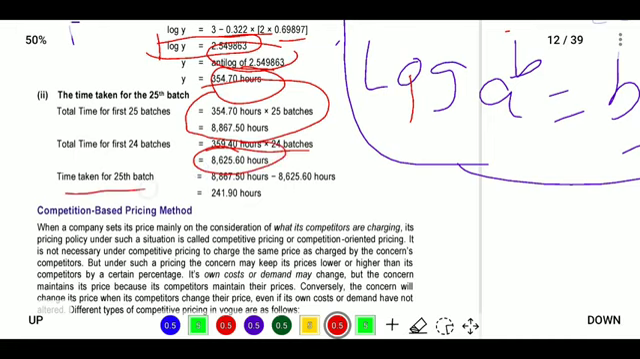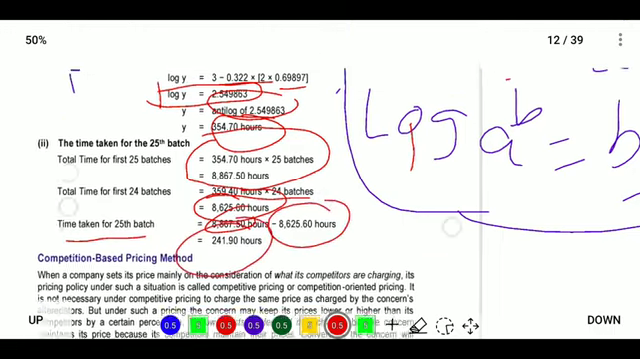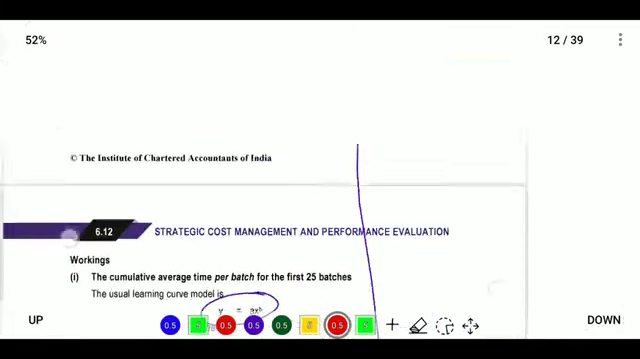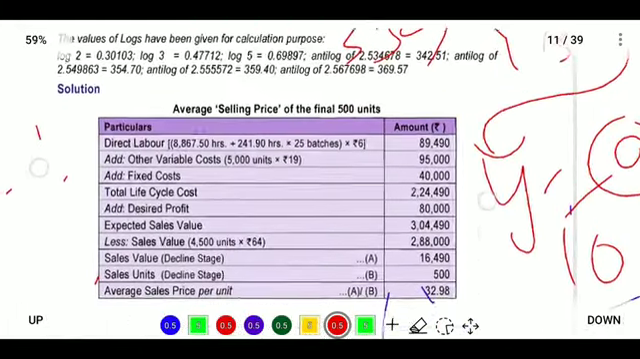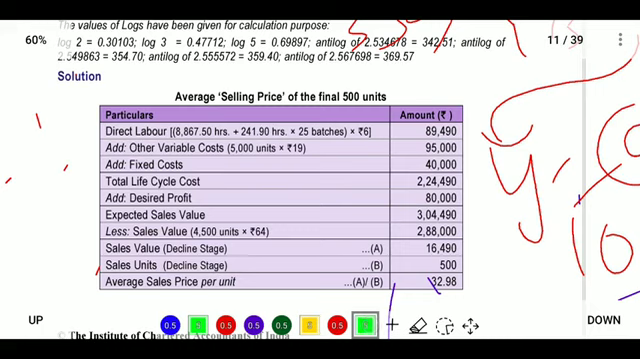So for time taken for 25th batch, it will be 8867 minus 8625, that is 241.9 hours. So we will take this here for labor hours. We have calculated for labor hours. What is the labor hours? For 25th batch, 241.9 hours.